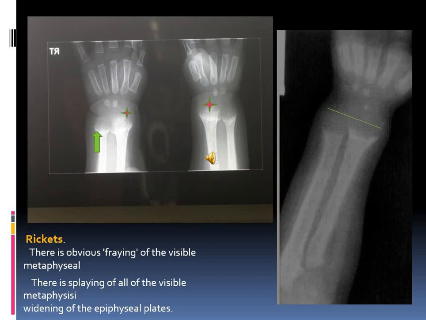in the end of the radius and ulna, and this is called cupping and splaying of the lower end of the bones. Also we can see abnormal bony matrix in the lower part of the bones, which is seen sometimes and we call it fraying. The green arrow is demarcated here for the cupping and splaying, while the red star is demarcated here for the area of fraying of the bones. Also, widening of the epiphyseal plates is very important as part of the criteria in rickets.